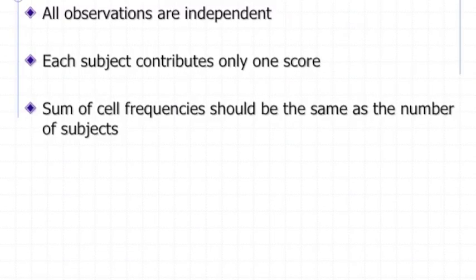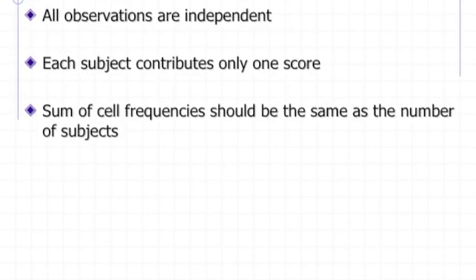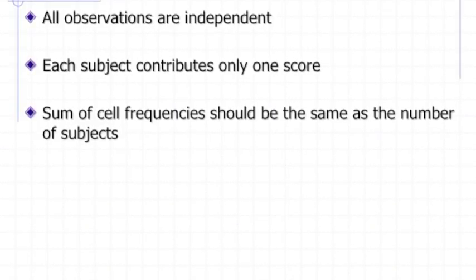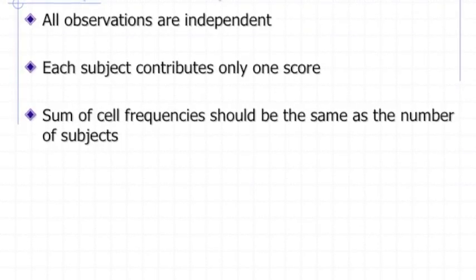A key assumption of the chi-square test of independence is that each subject contributes data to only one cell. Therefore, the sum of all cell frequencies in the table must be the same as the number of subjects in the experiment.